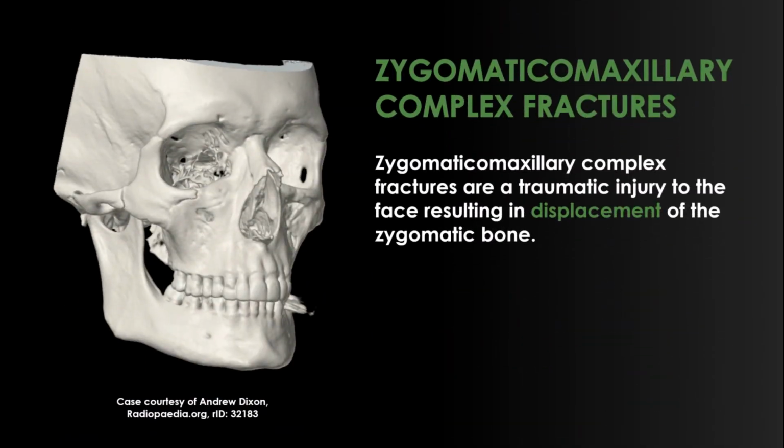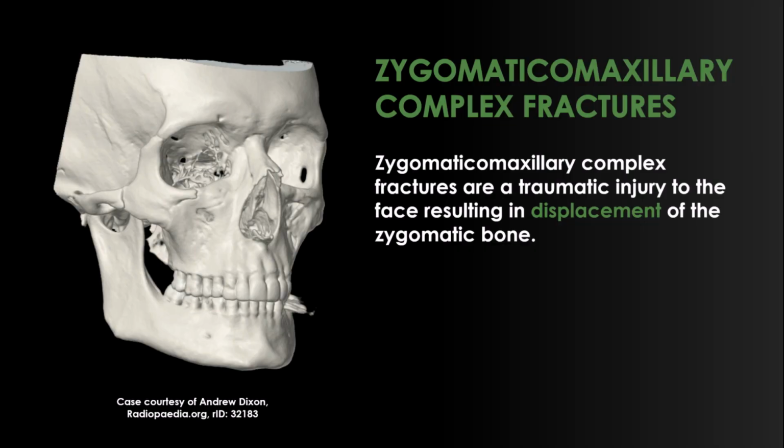This fracture type is called a zygomaticomaxillary complex fracture. Zygomaticomaxillary complex fractures are a traumatic injury to the face, resulting in displacement of the zygomatic bone. As the name implies, this fracture is characterized by a disruption in the suture between the zygoma and the maxillary bones. This fracture type will also always include a fracture of the zygomatic arch, commonly at the suture between the zygoma and the temporal bone.